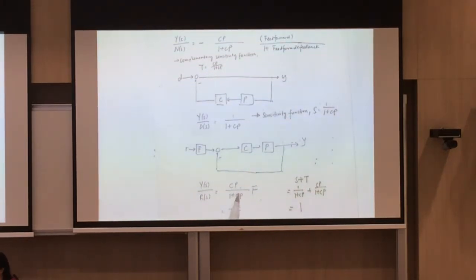We say that CP over 1 plus CP is a complementary sensitivity function T. Okay? Why do we call S the sensitivity function and T the complementary? Because when you add that up together, 1 over 1 plus CP plus CP over 1 plus CP, you end up with 1.